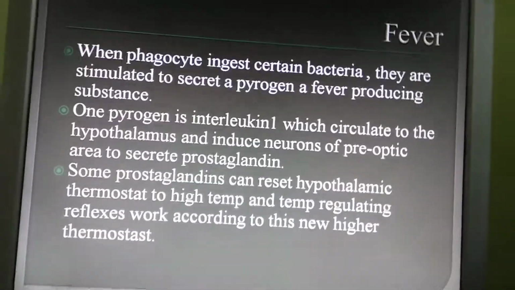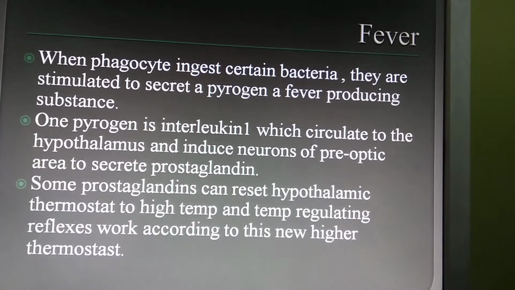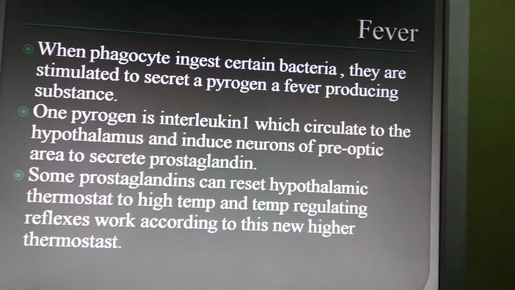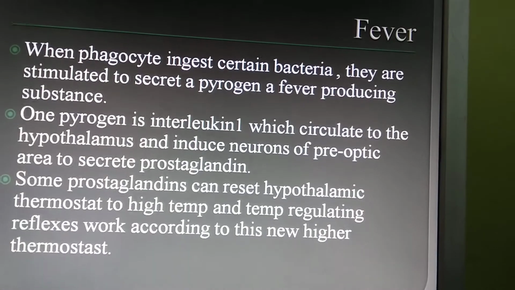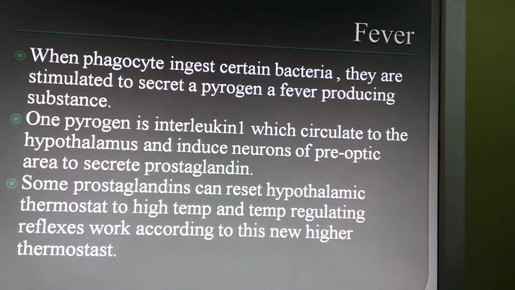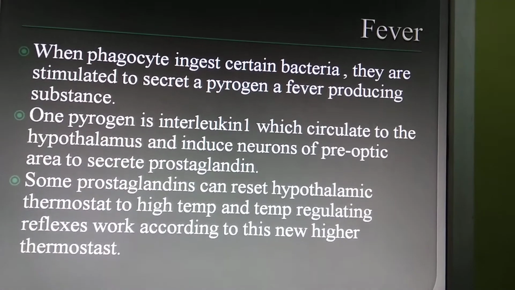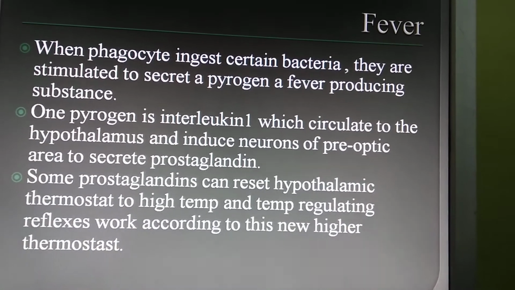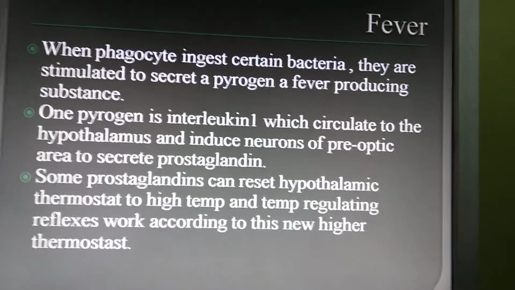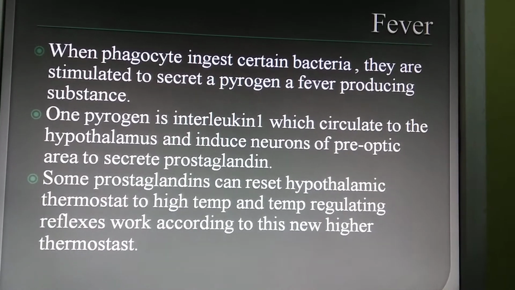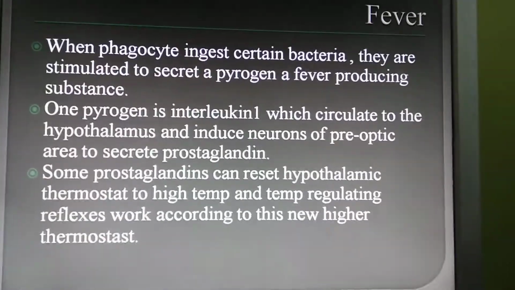What happens during fever? When phagocytes ingest certain bacteria they are stimulated to secrete a pyrogen. Pyrogen means fever producing substance. One pyrogen is interleukin 1, which circulates to the hypothalamus and induces neurons of the preoptic area to secrete prostaglandin. Some prostaglandins can reset the hypothalamic thermostat to a higher temperature, and temperature regulating reflexes work according to this new higher thermostat.